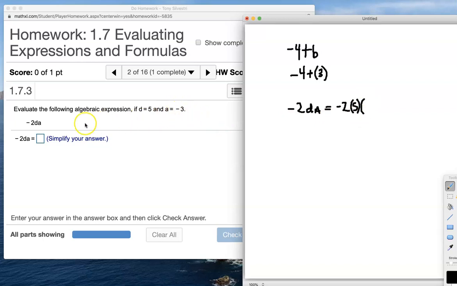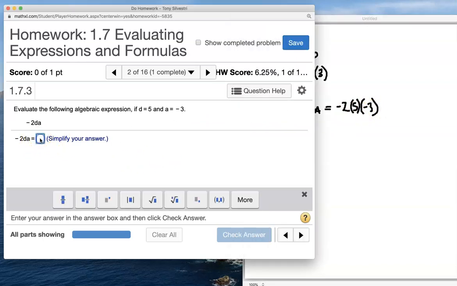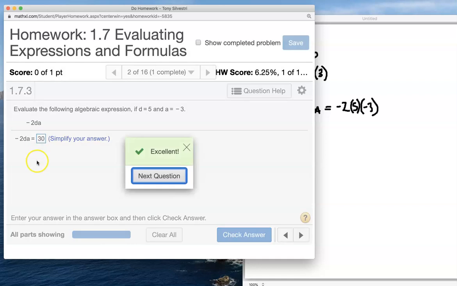A equals -3. Everywhere you see an A, you put a -3 in parentheses. So in this case, you've got three numbers being multiplied. Two of them are negative, which means the answer is positive. 2 times 5 is 10, times 3 is 30. And there you go. You've evaluated that expression. Again, you have to be told what the values are for the variables in order to evaluate the expression.